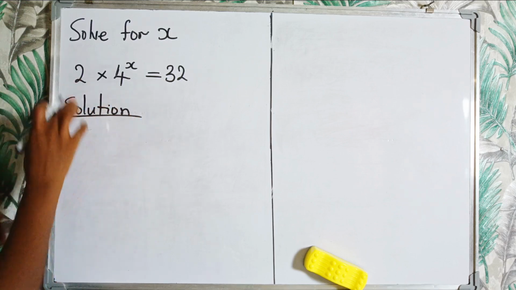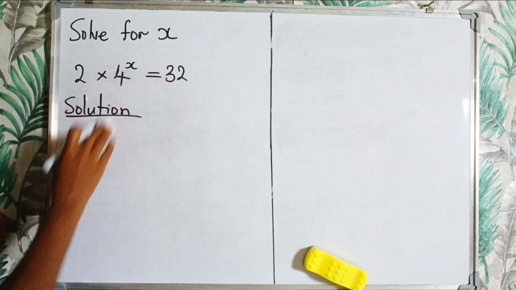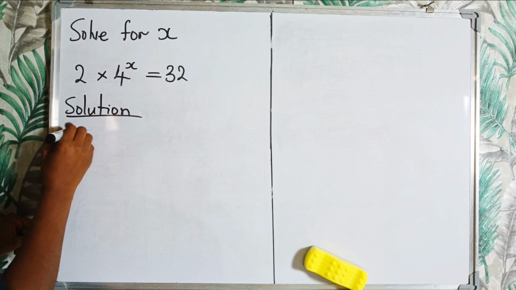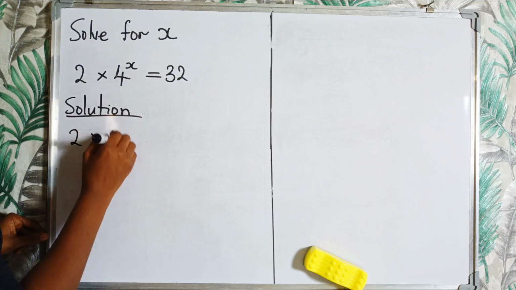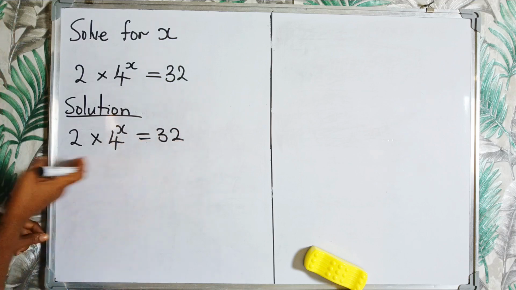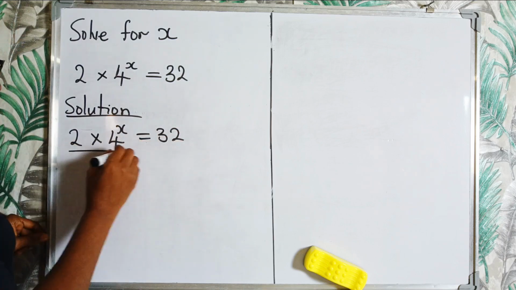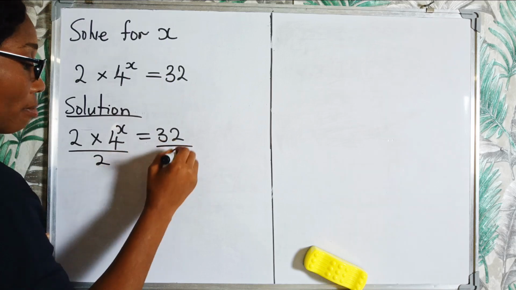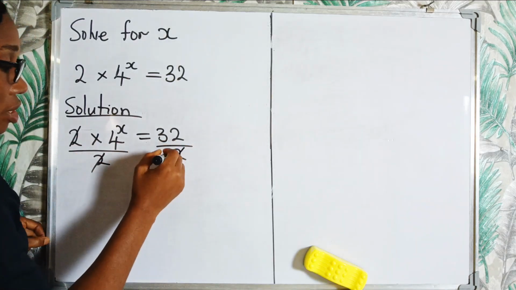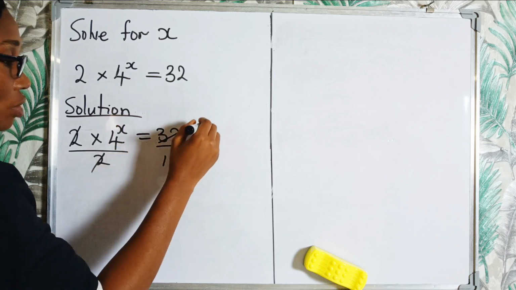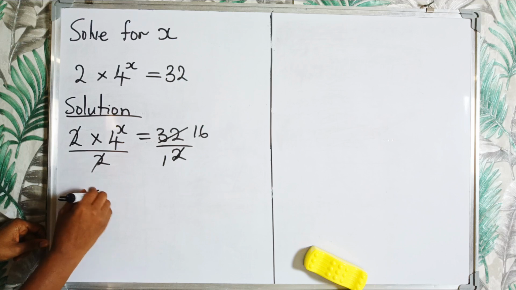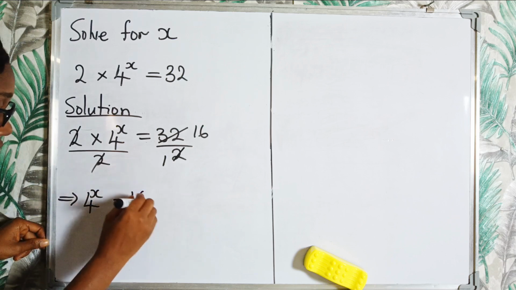So the first method is that we can divide both sides by 2 to get rid of this 2. So here we have 2 times 4 raised to the power x. This is equal to 32. So let's divide both sides by 2. So we divide here by 2 and we divide here by 2. So this 2 will cancel this 2. 2 into itself is 1. 2 into 32 is 16. So now we have 4 raised to the power x is now equal to 16.